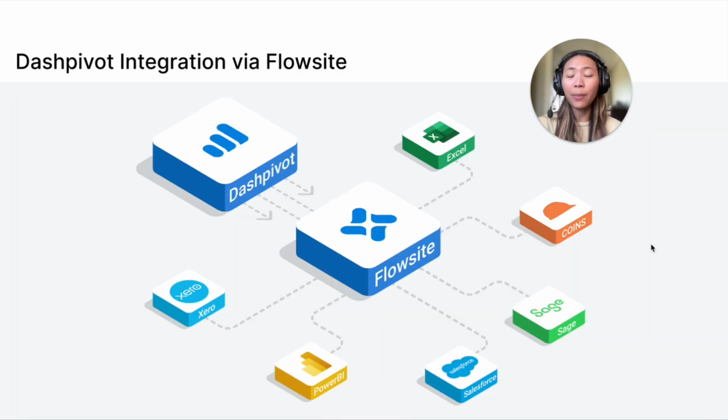Dashpivot can be used for many other use cases, and data can be synced to external tools such as SharePoint, Excel, and Power BI using our integration product FlowSite. With this, you can seamlessly transfer your field service reports data from Dashpivot to your preferred data storage, analytics, or any other tools.